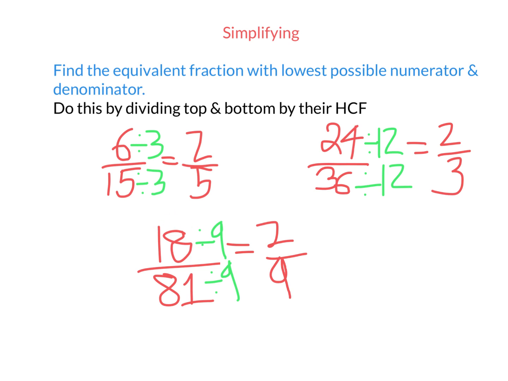So factors of 18, you choose 18. Well, 18 doesn't go into 81. The next highest factor of 18 is 9. 9 does go into 81. That's how I knew that 9 was the highest common factor.